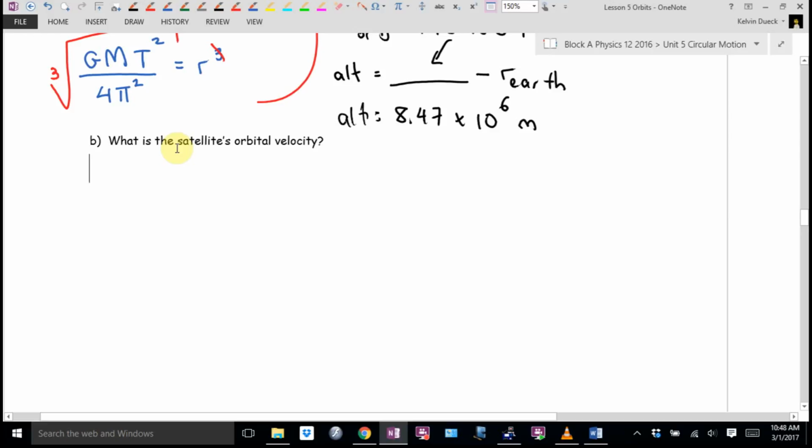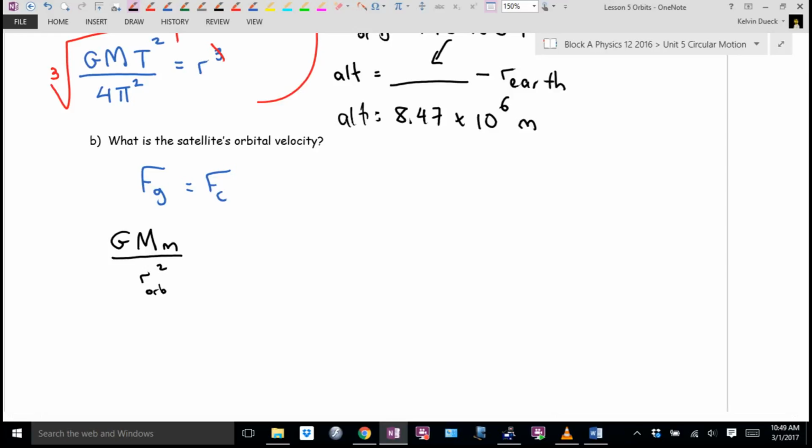Rebecca, what does B want me to find? Orbital velocity. What kind of velocity? Orbital. Are you saying we're in orbit? Well, that means that gravity is what's pulling me in a circle. And gravity is always big G, big M, little m over r squared, which r? Orbital r. And that's going to equal m. Oh, they want orbital speed? v squared over r orbital.